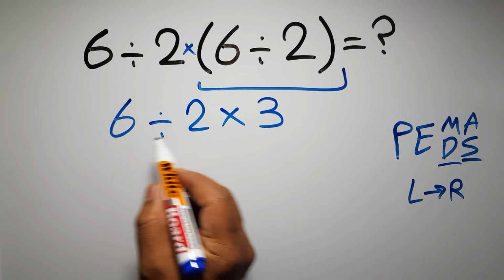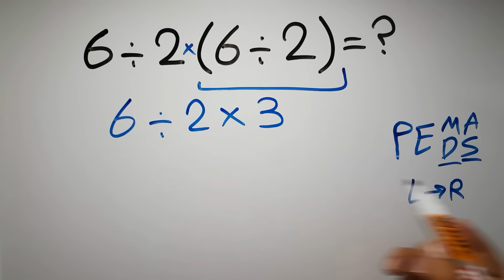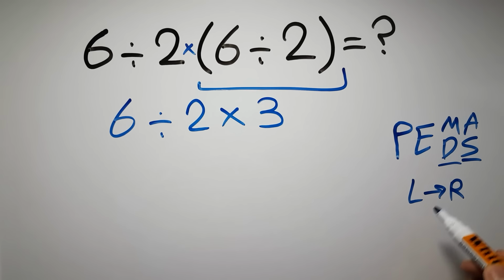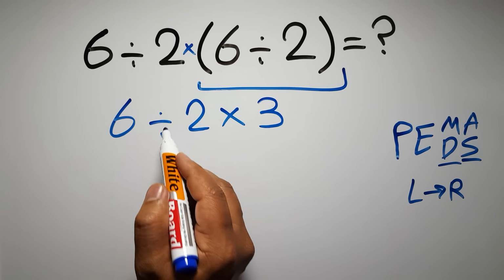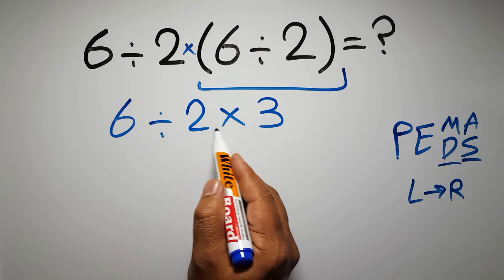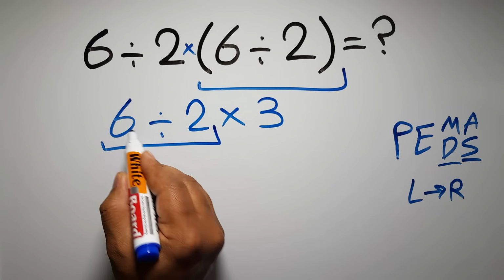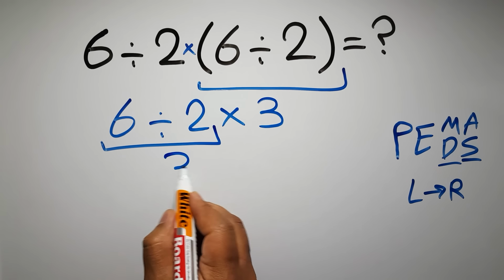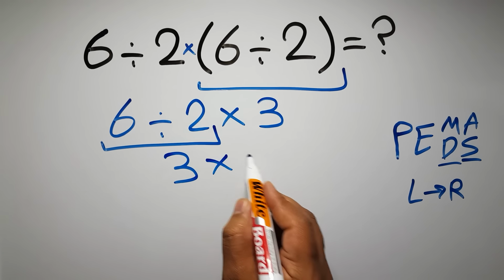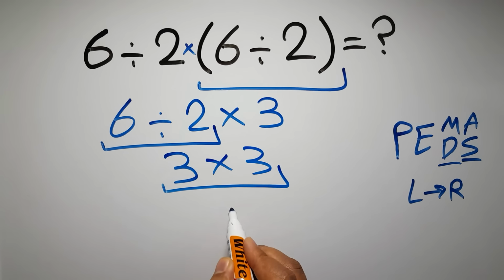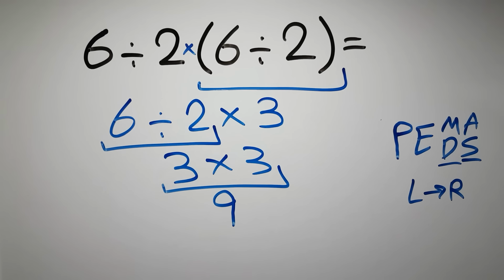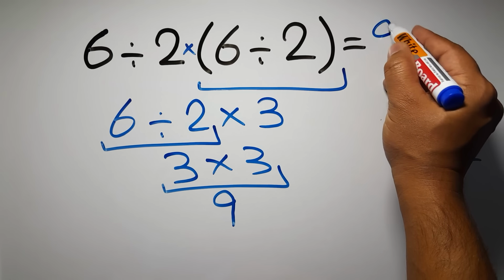Now we have one division and one multiplication. As I said, multiplication and division have equal priority and we have to work from left to right. So here, first we have to do this division, then this multiplication. 6 divided by 2 gives us 3, and 3 times 3 equals 9. And this is our final answer to this problem. The correct answer is 9.